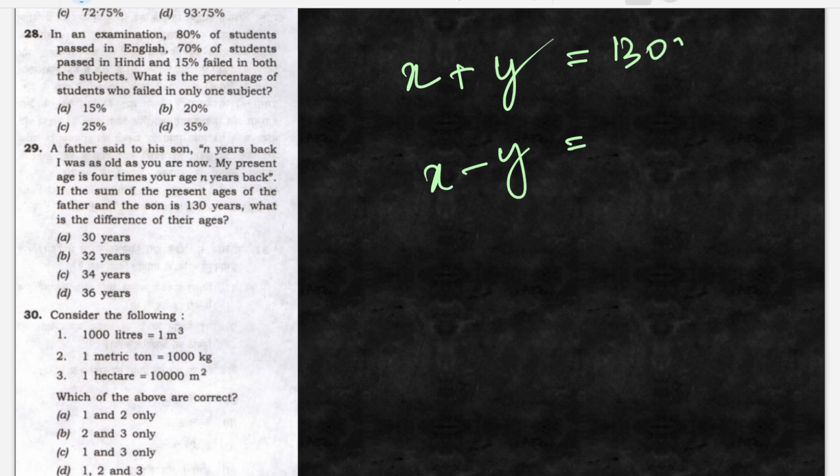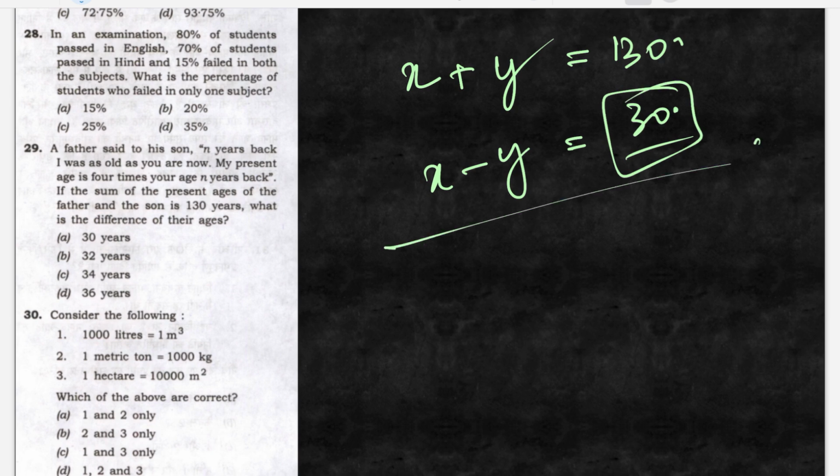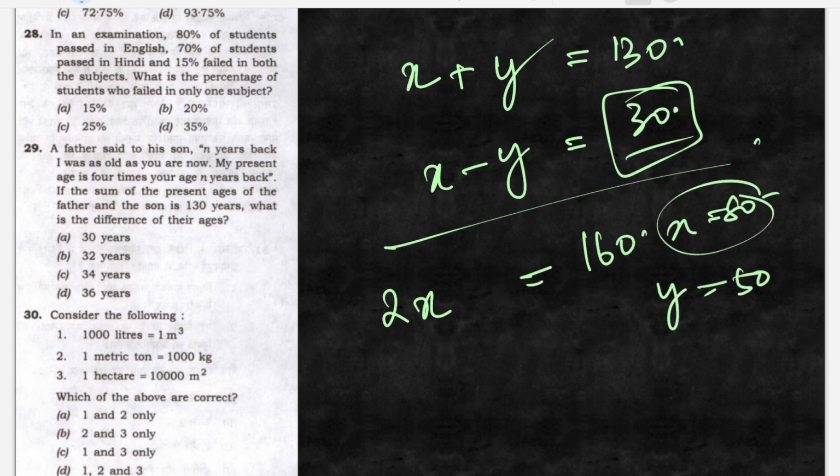What is the difference of their ages? So let's assume that the difference of ages is the first option, right? Let's go by this first logic. It's 30. Okay, so 2x is equal to 160. So x is equal to 80, which means y is equal to 50, right? Let's assume this is one possibility. Let's assume the age of the father at present is 80, age of the son at present is 50. We have got one combination.